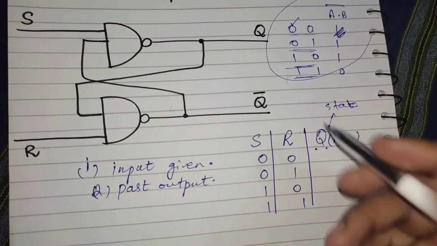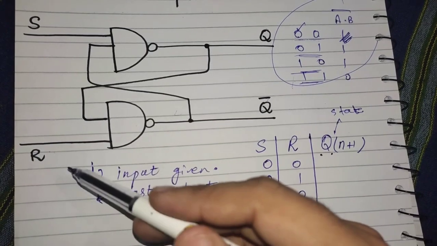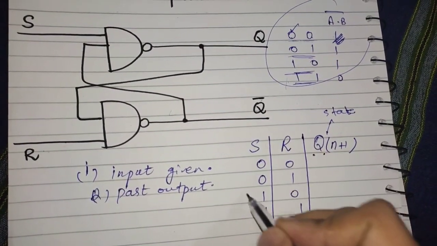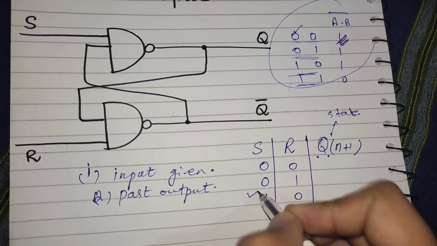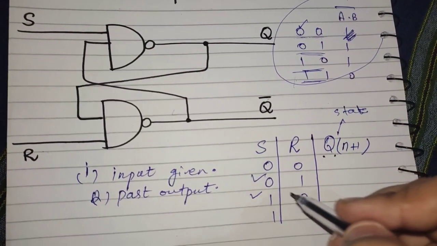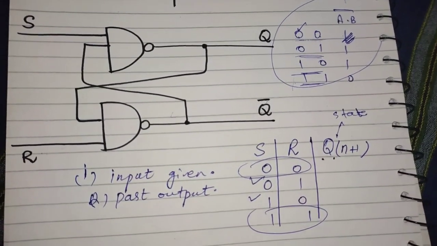Let's start the implementation of this truth table on this latch circuit by giving the inputs S and R to the system and getting the result Q and Q complement. We will start from this one, 1 and 0, or we can start from this one, 0 and 1. I will explain later why I am not starting from 0 0 and 1 1.